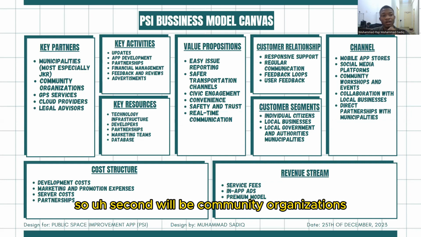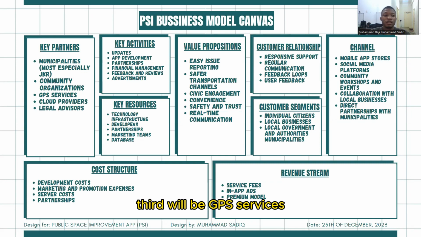Second will be community organizations. Third will be GPS services. Fourth will be cloud providers. And fifth will be legal advisors. So now to the municipalities.